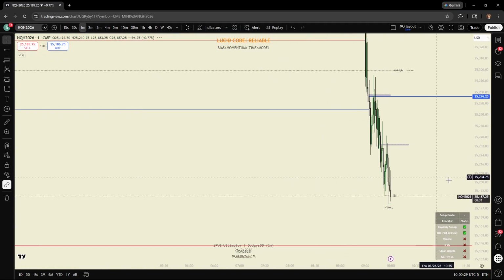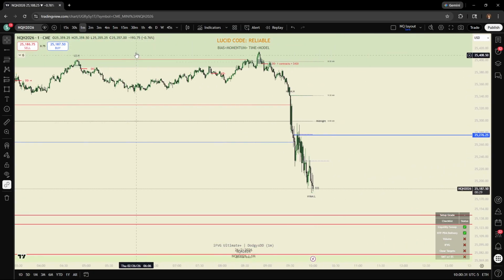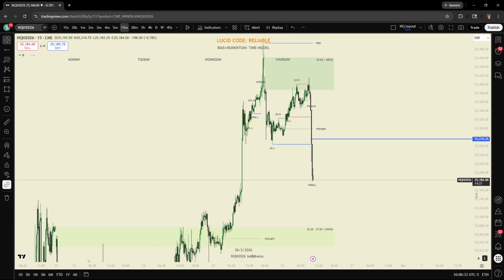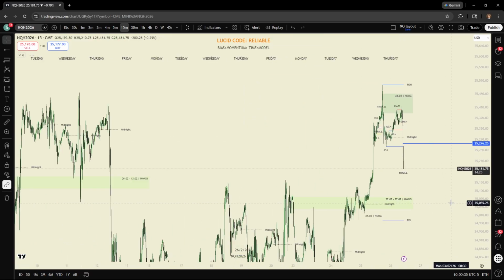Because you want the Judas swing, you want a bread and butter setup, and then you want the setup almost immediately. You guys know what I'm talking about, right? We've taken the setup a million times. And if we don't get it, we don't get it. And it's usually in the first 30, 45 minutes of open, right?